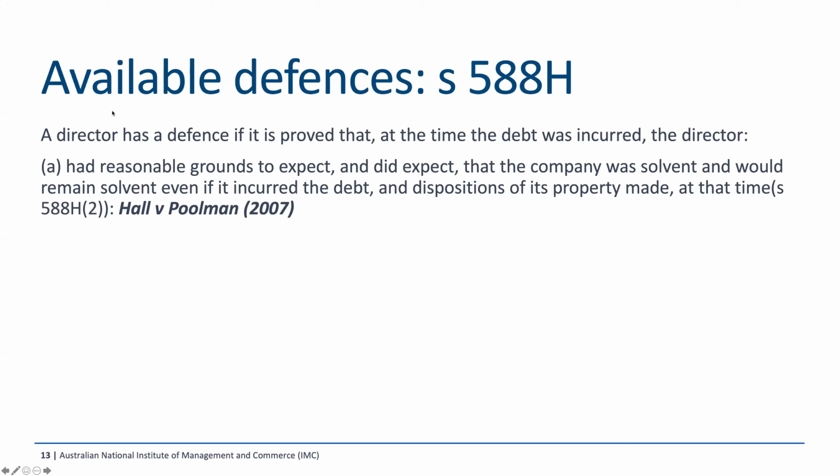While directors may breach the duty to prevent insolvent trading, Section 588H provides various statutory defenses available for directors. Section 588H(2) provides that a director can defend himself against the company's insolvency if it is reasonable to expect the company was solvent and would remain solvent by incurring the debt. This principle was well explained in the case of Hall and Pullman.